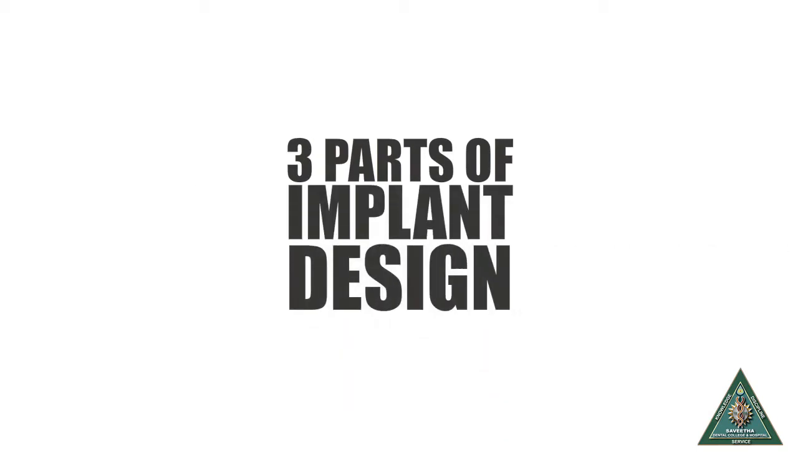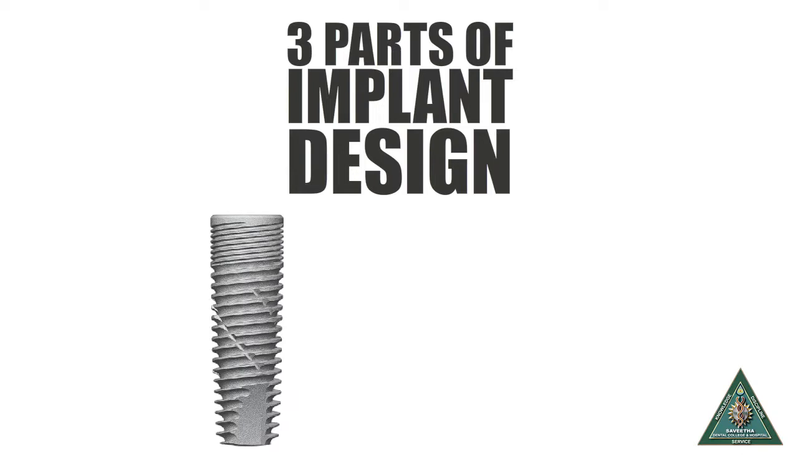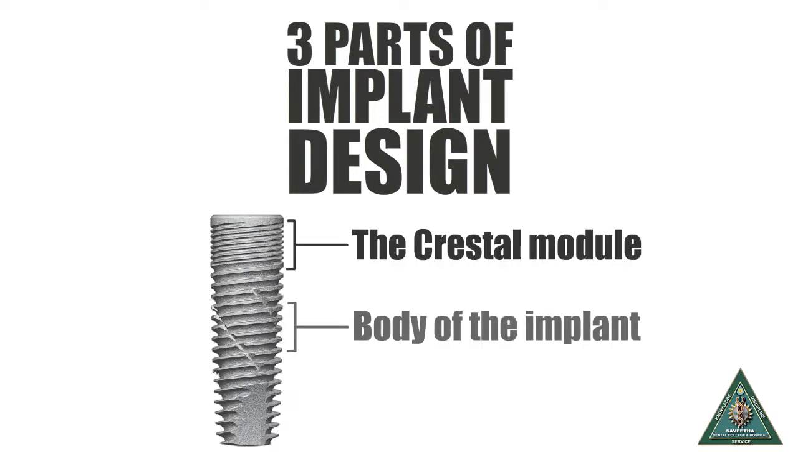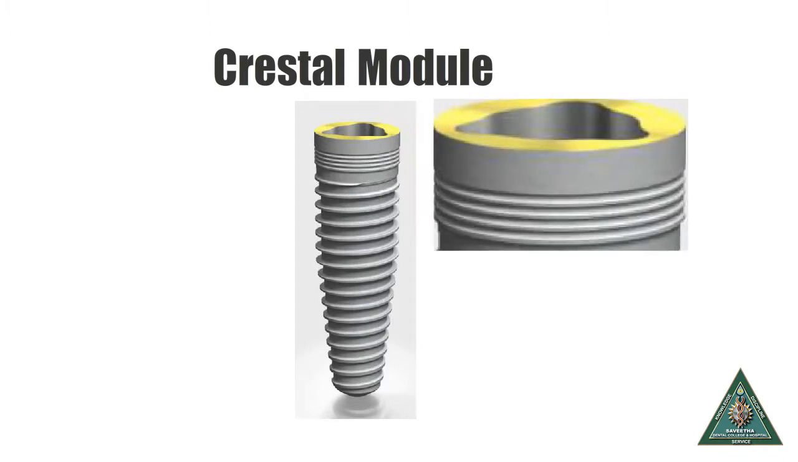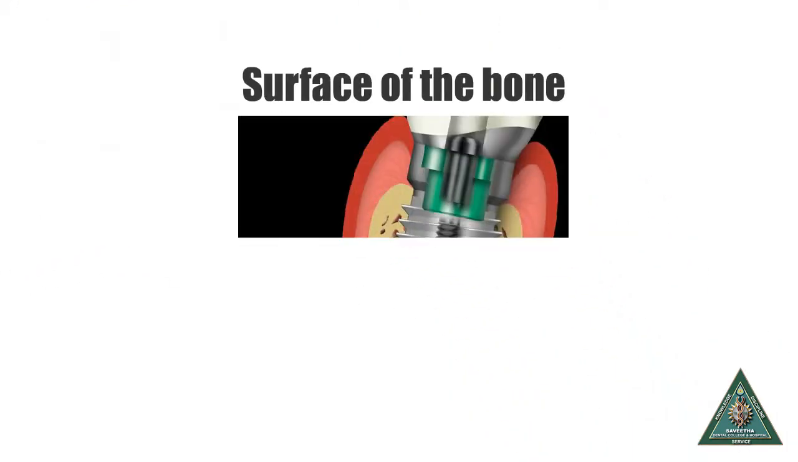Dental Implantology Part 2. We are going to talk about dental implant design. The endosseous implant design comprises three parts: the crestal module, the body, as well as the apex of the implant. What is a crestal module? Where does it get its name from? This is the portion of the implant that engages the crest of the bone.